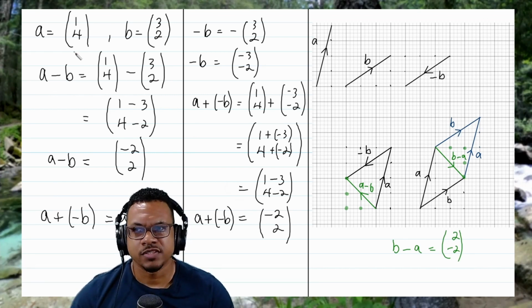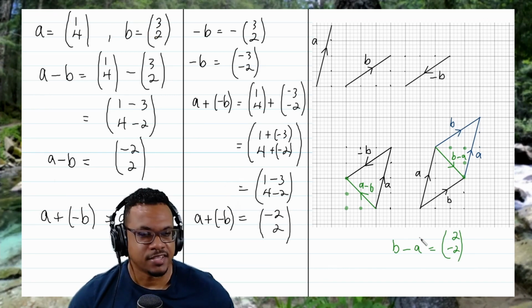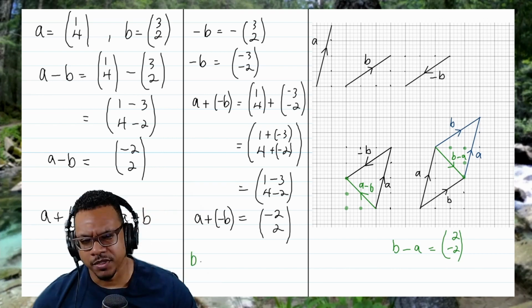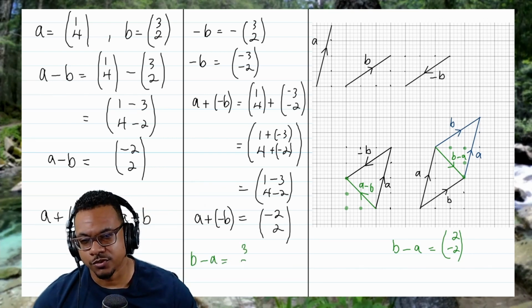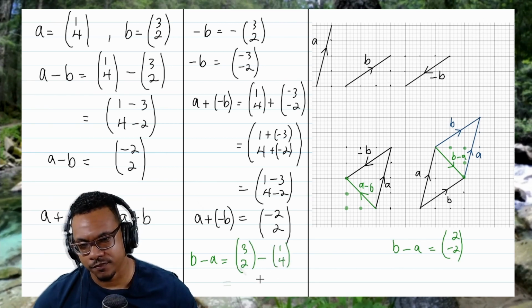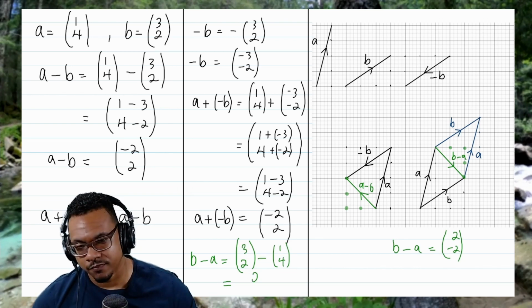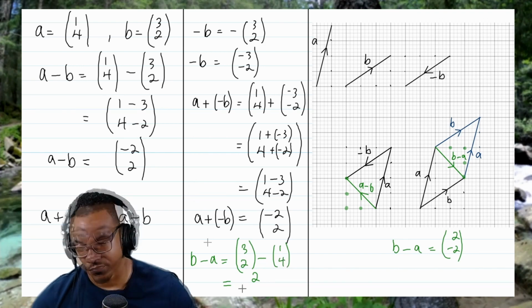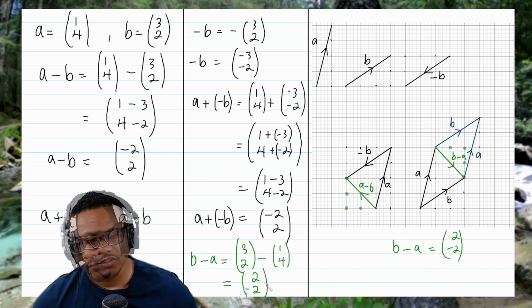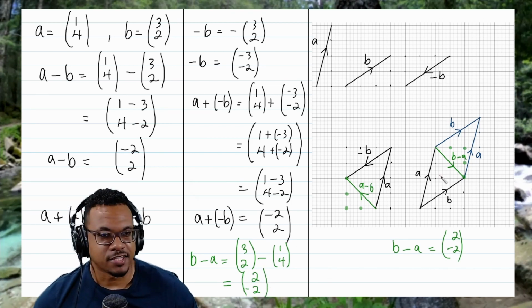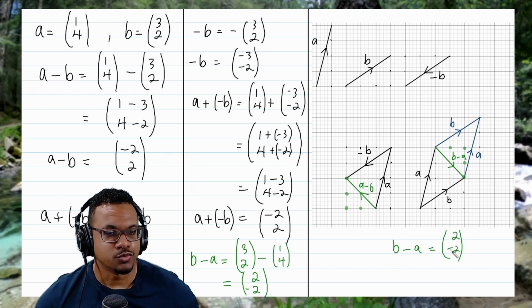Now let's just work out what B take away A is and see if we get the same thing. So B take away A is equal to 3, 2 take away 1, 4. So we have 3 take away 1, which will be 2. And then we have 2 take away 4, which will be negative 2. So we can see we got the same answer as we got on the diagram: 2, negative 2.